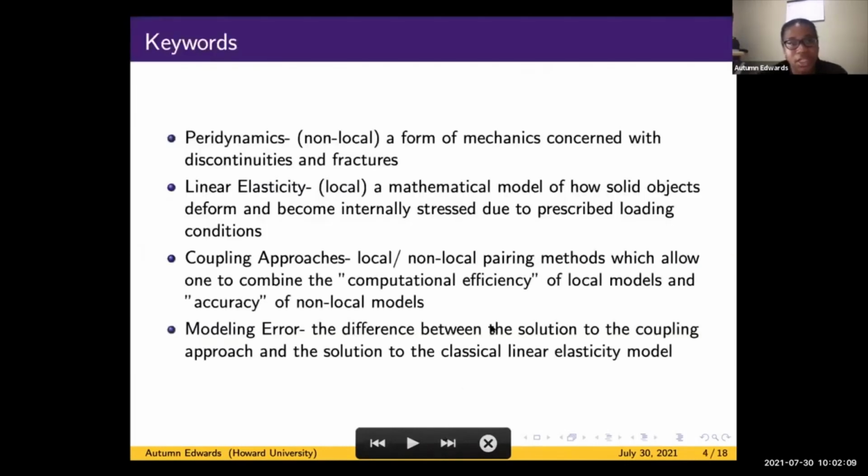So a few definitions. We have peridynamics, which is our non-local model here, a form of mechanics which is just concerned with discontinuities and fractures. Then we have linear elasticity, our local model, a mathematical model of how solid objects deform and become internally stressed due to different loading conditions, which we will see later. And then we have coupling approaches, where we couple those local and non-local models, and we pair them to combine the efficiency of the local models and the accuracy of those non-local models. And then we have modeling error, which we will see later on some plots, which is the difference between the solution to the coupling approach and the solution to the classical linear elasticity model.